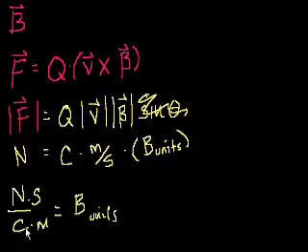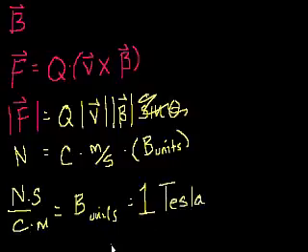And that might seem a little disjointed, and they've come up with a brilliant name, and it's named after a deserving fellow, and that's Nikola Tesla. And so 1 newton second per coulomb meter is equal to 1 tesla. And I'm actually running out of time in this video because I want to do a whole problem here, but I just want you to sit and think about it for a second.